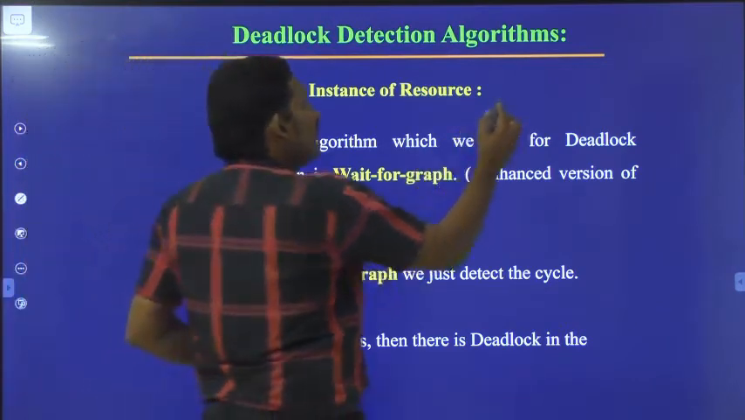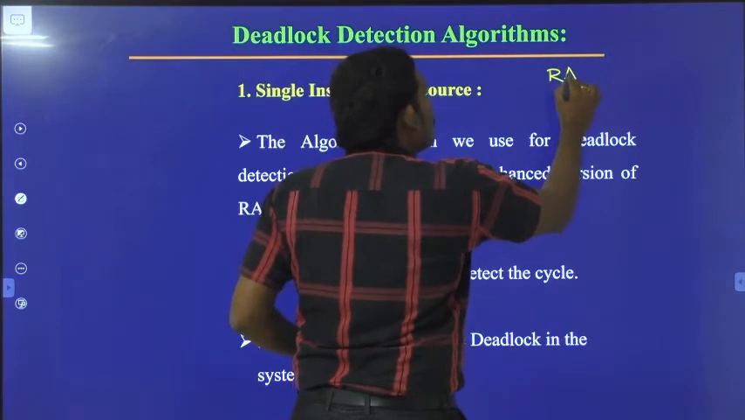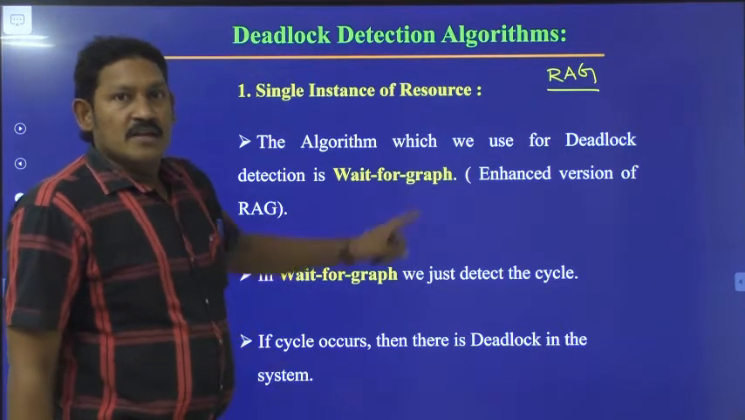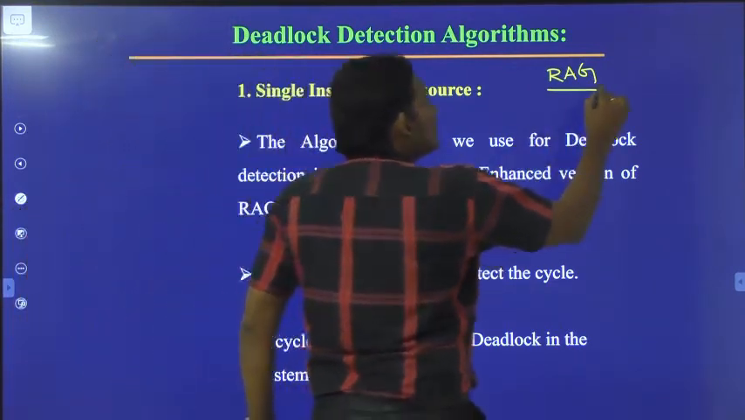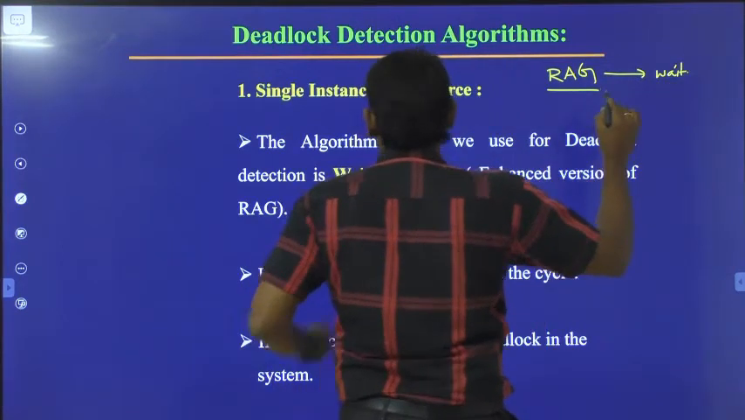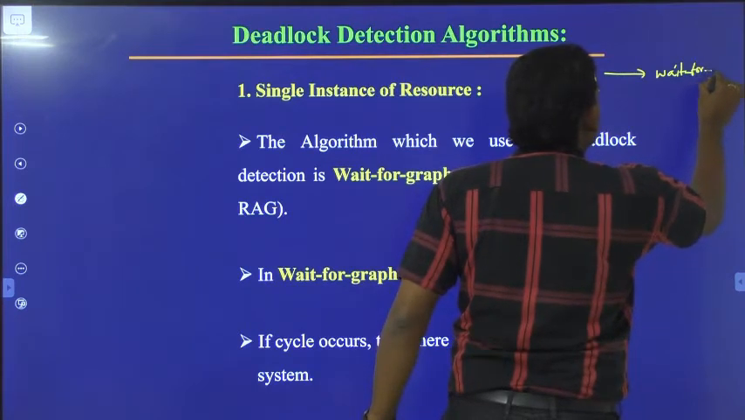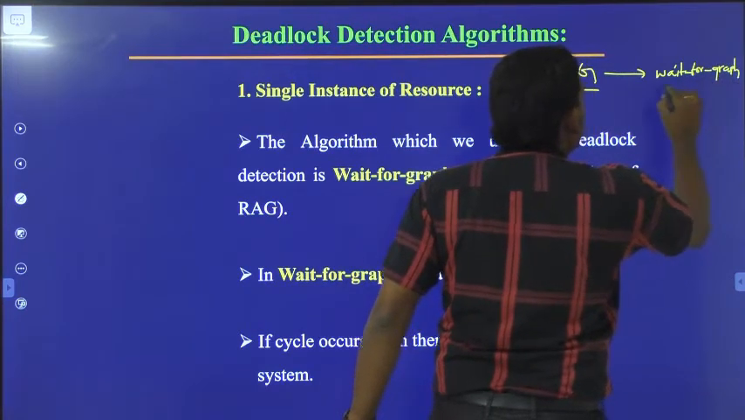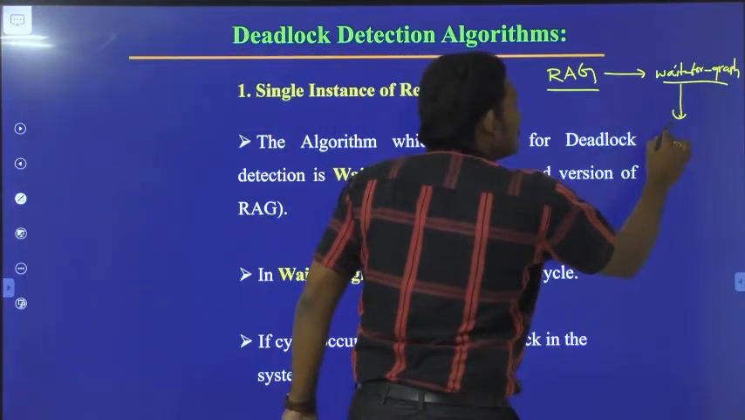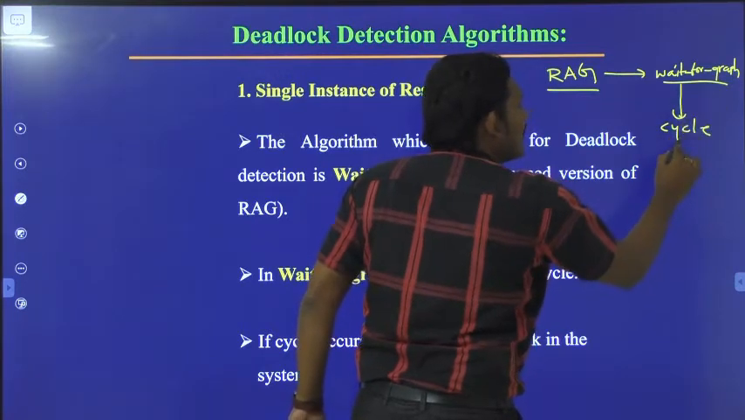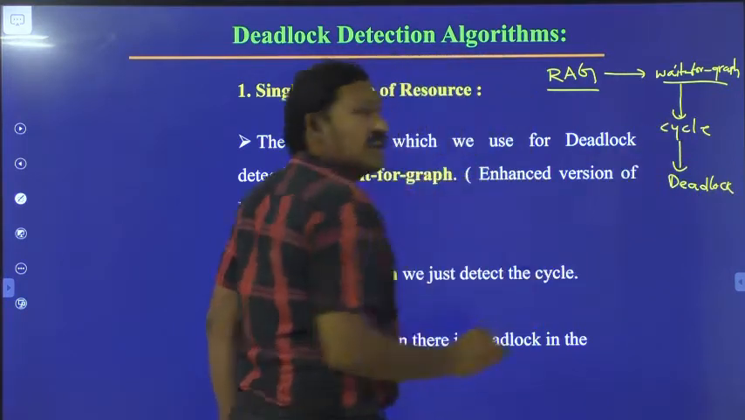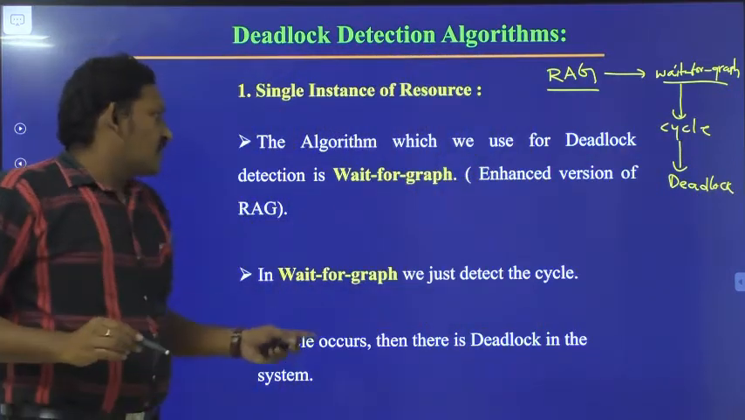First we will be given a resource allocation graph. RAG is nothing but resource allocation graph. For this we have to draw the corresponding wait-for graph. If there are cycles in this graph, then there is deadlock. If there are no cycles, no deadlock. That is what the author has specified.